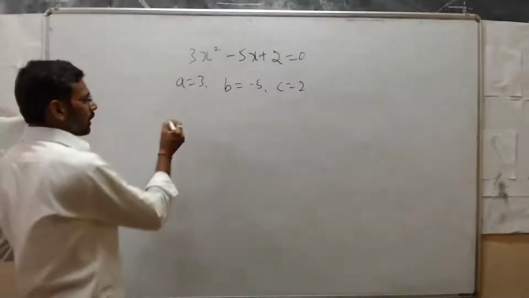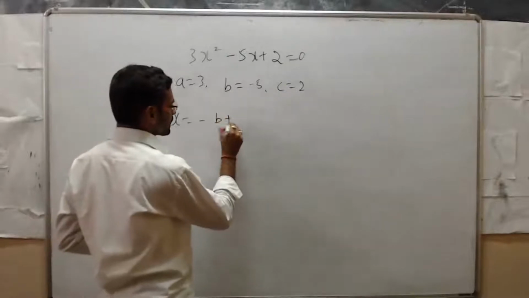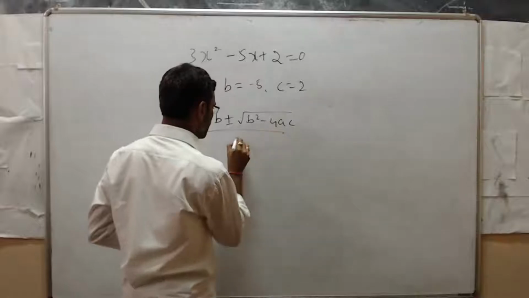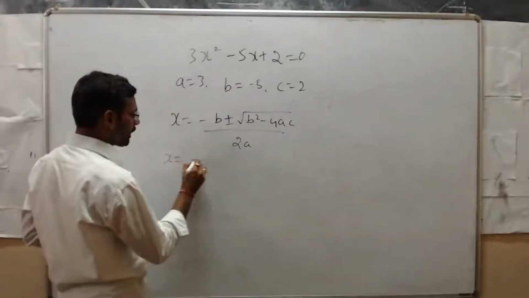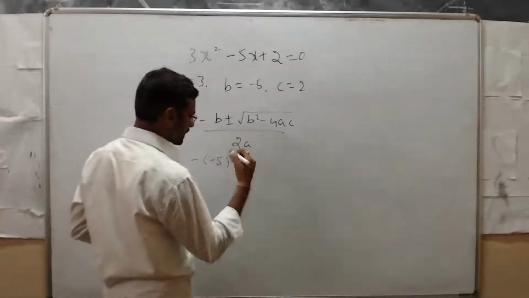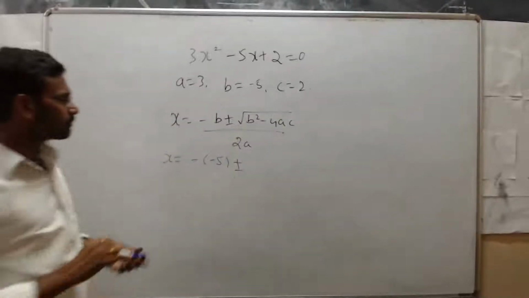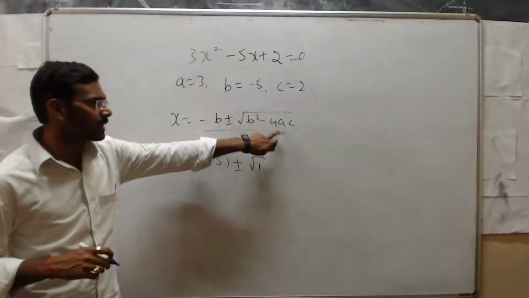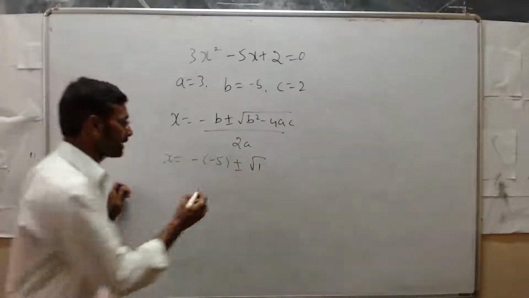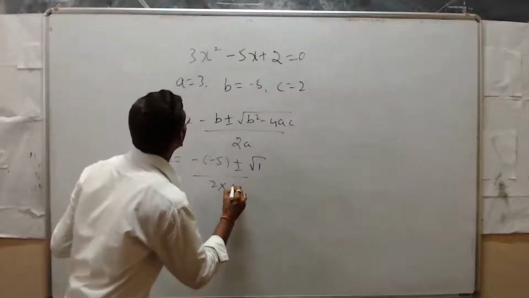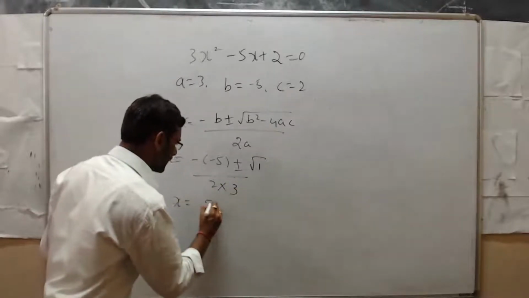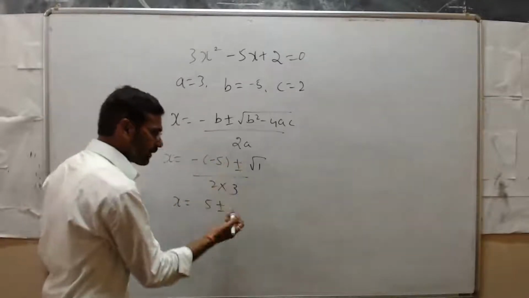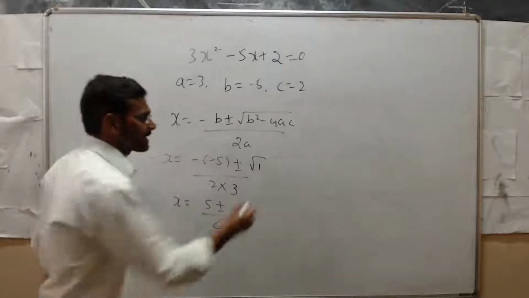x equals minus b plus or minus root of b square minus 4ac, divided by 2a. Therefore x equals minus b, where b is minus 5, plus or minus root of b square minus 4ac. What is its value? Just solve. It is 1. We simplified it. Then 2 into a, where a is 3, is 6. So x equals 5 plus or minus 1, divided by 6.